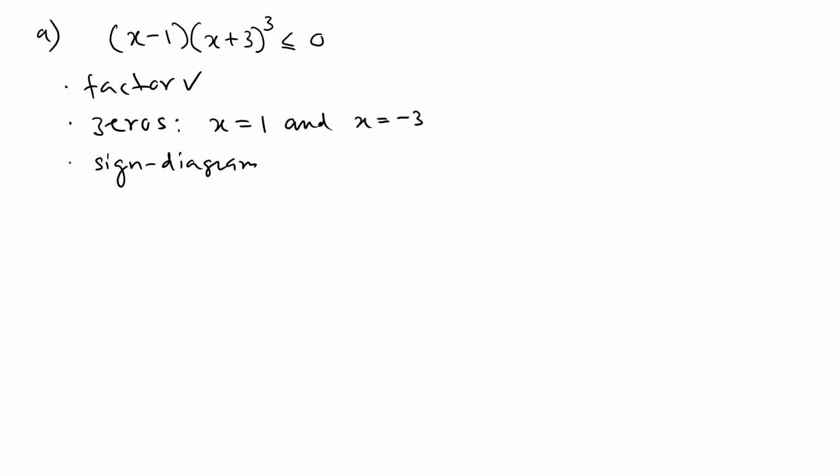For the sign diagram, we first mark those zeros in order from smaller to larger. So we have -3 and 1. Now we're going to pick a test point, like t equals 2, and plug that value into the factored version of the inequality. When you plug in t equals 2 into the first factor, you get 2 minus 1, which is 1, which is positive. Plugging t equals 2 into the second one gives 5 cubed, which is still positive. Positive times positive is positive, so you get a positive sign.